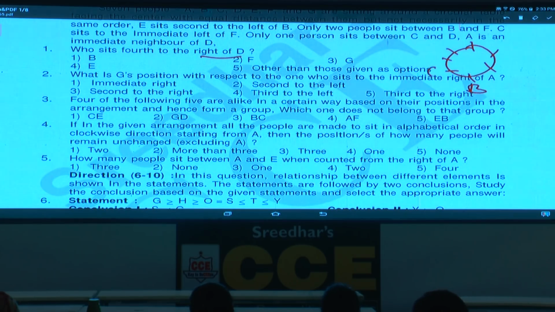Next one is G, and who are the other persons? E, F, B, G, F. Next one C, A and D. C, A and D are the 7 persons.